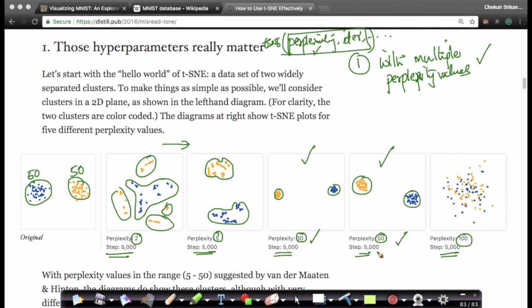Now, here comes one more interesting thing. When I make my perplexity equals 100, my total number of points are 100, right? When I make my perplexity equals 100, I get a mess.